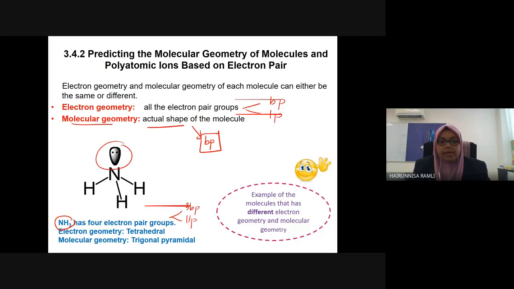Ni lone pair dan dia ada 3 bond. Okay, total dia 4. So that's why electron geometry dia tetrahedral. But for molecular geometry, bentuk dia dah ada kurang 1, dia jadi trigonal pyramidal. So actually inilah bentuk dia, bentuk segitiga ni, okay. This is the trigonal pyramidal.